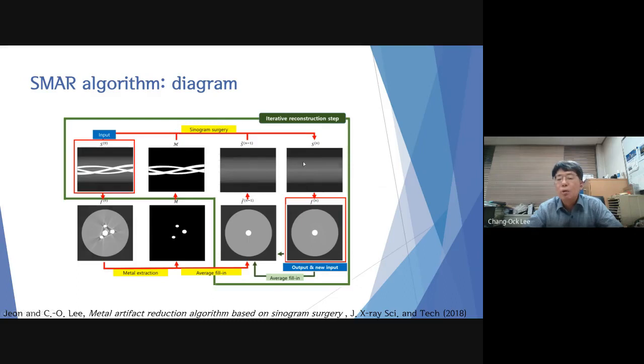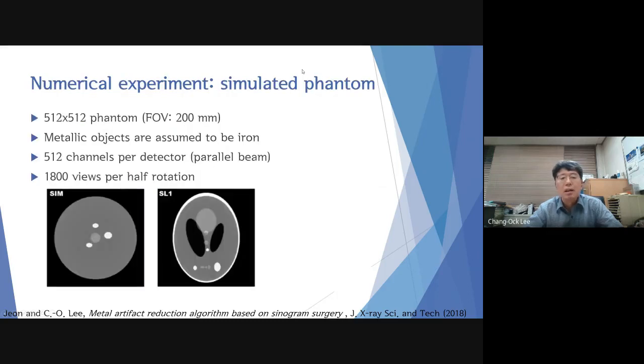Then we get new sinogram data, and we obtain the new CT images. In these pictures, this is very clear. But in one iteration, it usually does not give a good result. So we iterate the filling process, the surgery process, and the reconstruction process again. So this is called the MAR algorithm based on surgery. That is SMR.